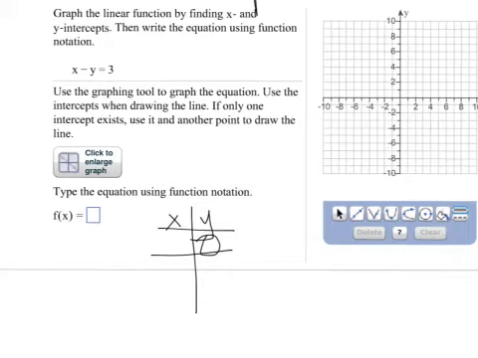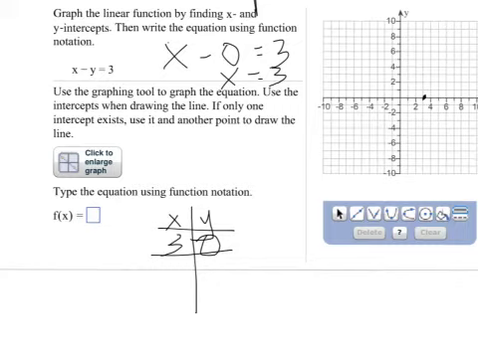So let's find the x-intercept first by substituting 0 for y. So x minus 0 equals 3. That means the x-intercept has to be 3. So the x-intercept is (3, 0). And now I'll graph that over here on the x-axis at 3.